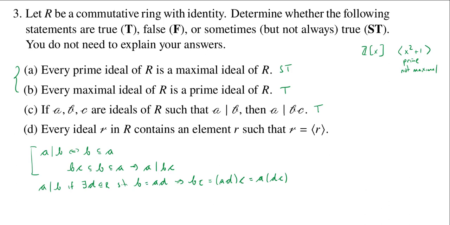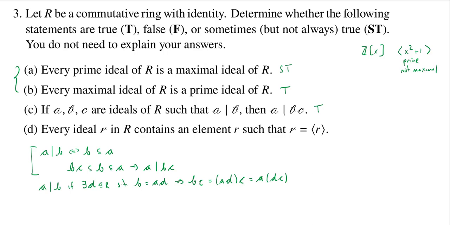Finally, every ideal curly R in the ring R contains an element, little r, such that the ideal curly R is generated by little r. This was just a game, seeing how many times I could write R in a different way in the same problem. So this is basically saying every ideal is a principal ideal. And of course, we know that there are situations where that's true. They're called principal ideal domains. The integers are a good example of that.